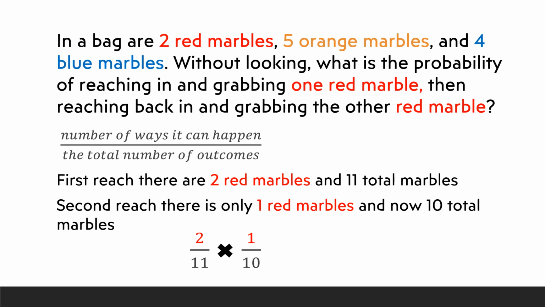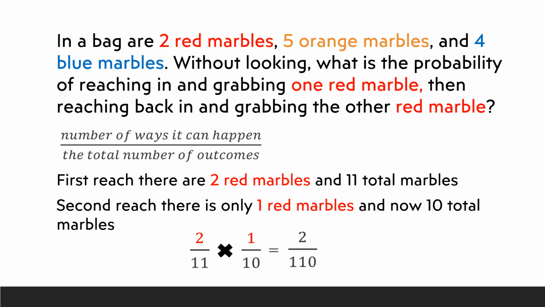Now I want to multiply these 2 probabilities together to make one final answer. So if you watched our video on fractions, we know that multiplying fractions, it's no problem, top times top, and bottom times bottom. That's what we do. We multiply straight across the top and straight across the bottom. And I got 2 over 110.